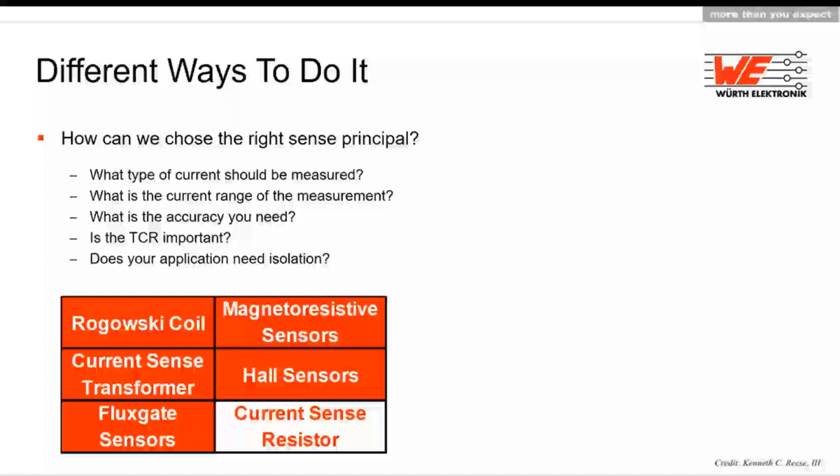isolation within the application? And then based on these answers, you can choose between special current probes, special sensors like Hall or magnetostrictive, also fluxgate, and we have our current sense transformer. And of course, you can use our current sense resistors.